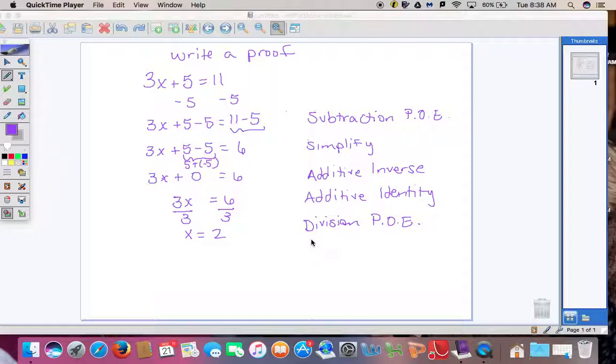Now you can use your graphic organizer on your quizzes. We don't expect you to memorize all of the properties. We just expect you to understand how to use them.